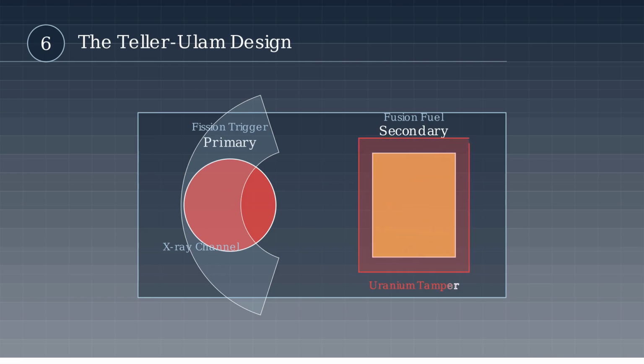Surrounding the fusion fuel is a uranium tamper, which serves multiple critical functions. First, it helps reflect radiation inward, enhancing compression of the fusion fuel. Second, it prevents the fuel from expanding too rapidly, extending the fusion reaction time.